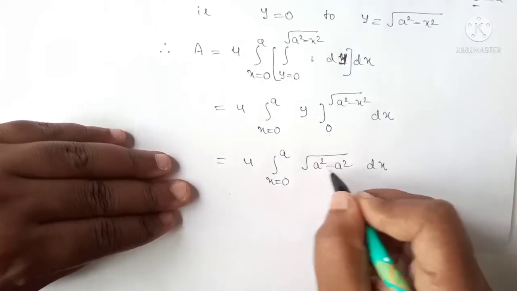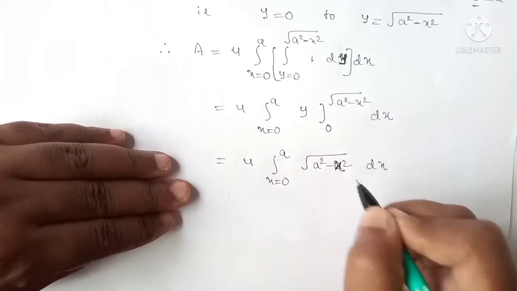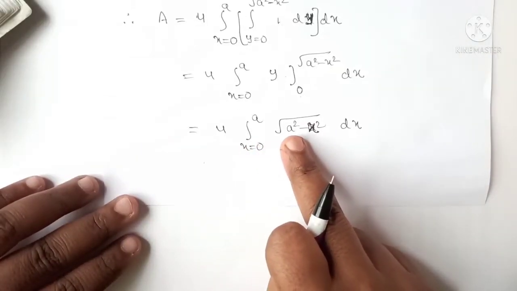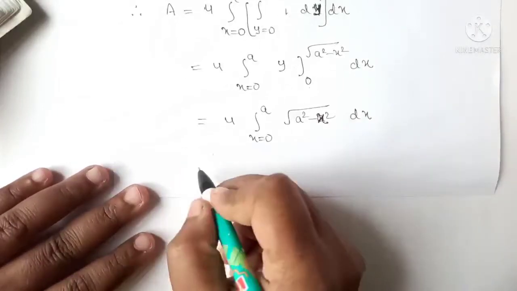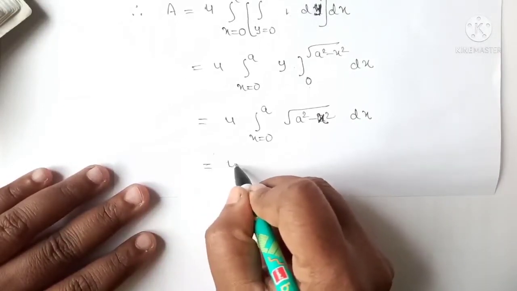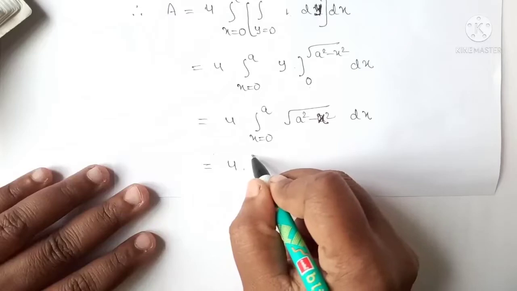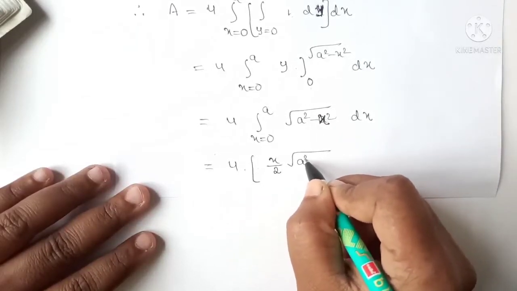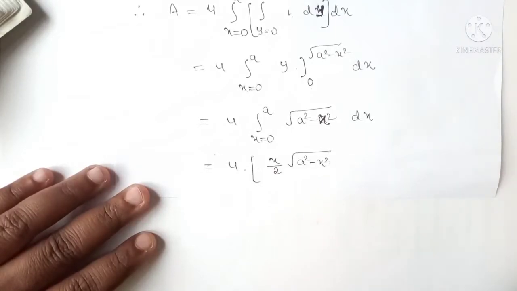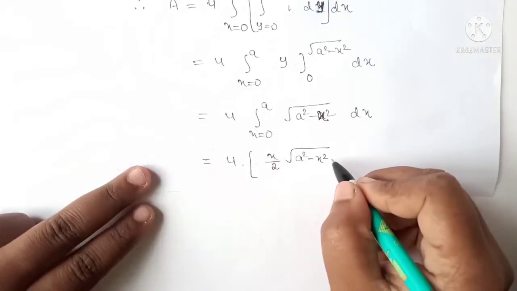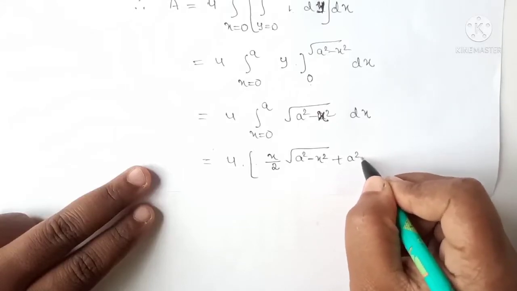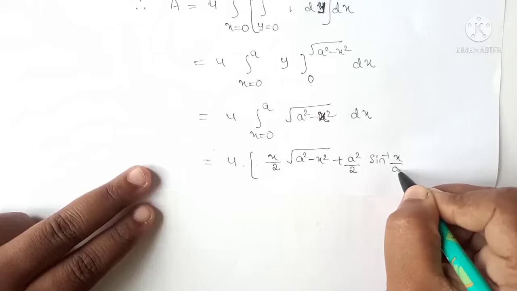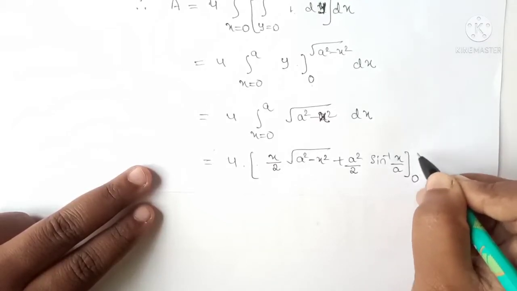So it is a square minus x square. Now we have to use the formula for this integration of a square minus x square. We have formula 4, so I will write directly here: x by 2 integration square root of a square minus x square plus a square divided by 2 sine inverse of x by a, and the limits are 0 to a.